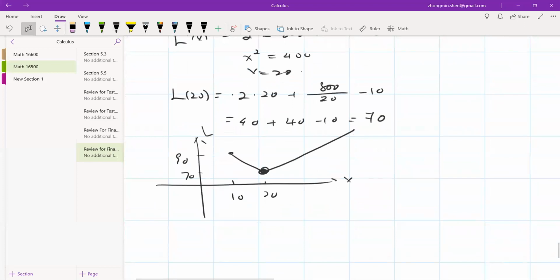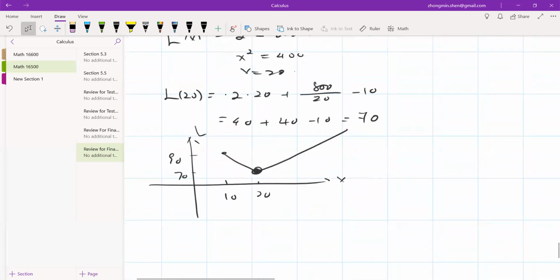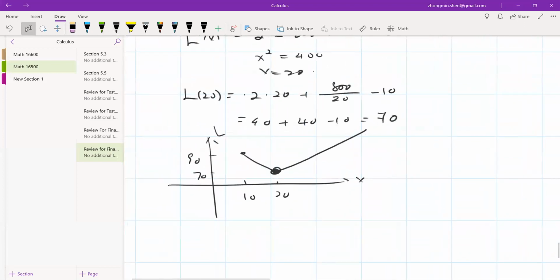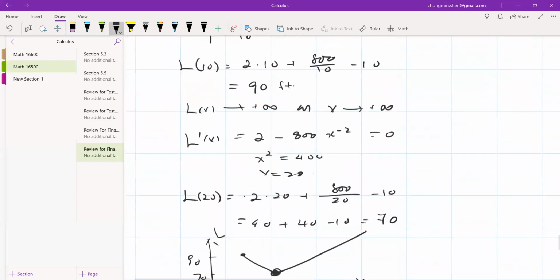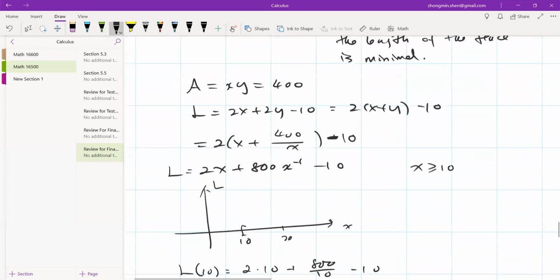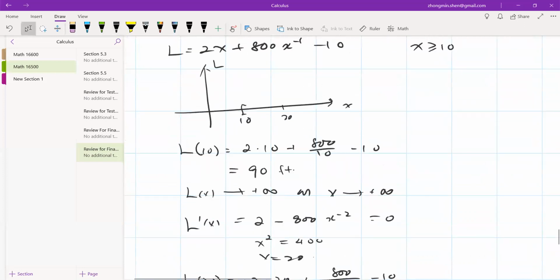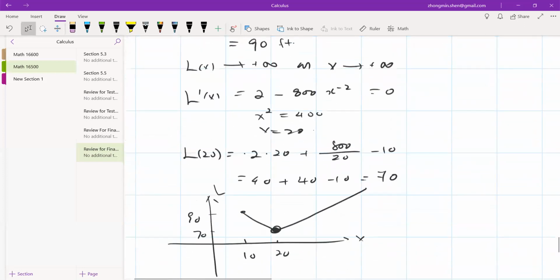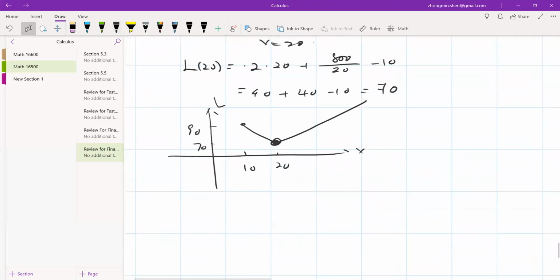So what you have to do is, when X equals 20, the Y value will be what? Y equals 400 divided by 20. That will be 20 again. So when X is 20, Y also should be 20. Okay. And then the total length is going to be, it's actually square, still the square.